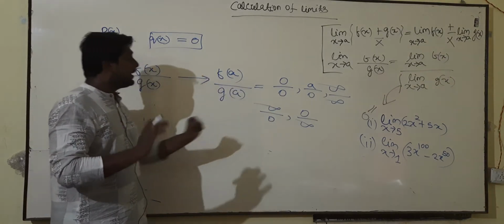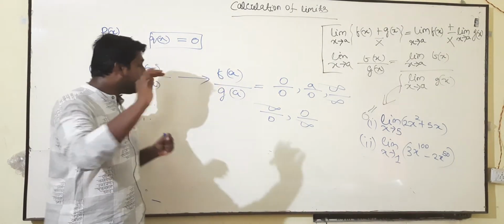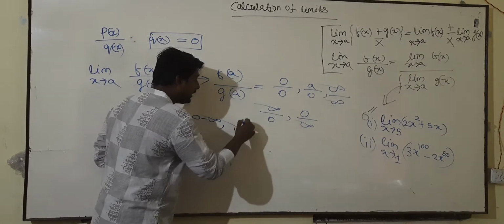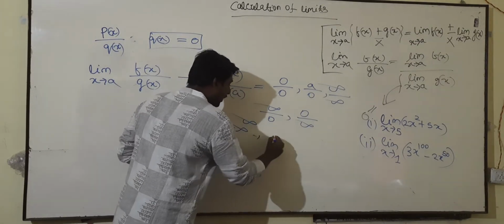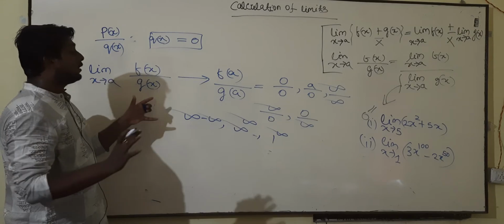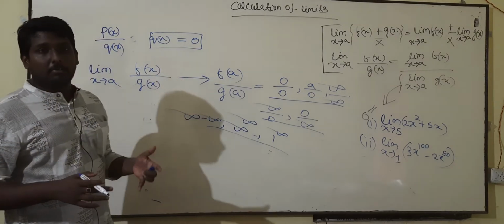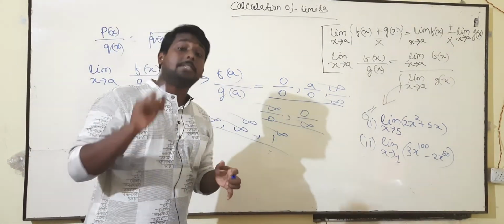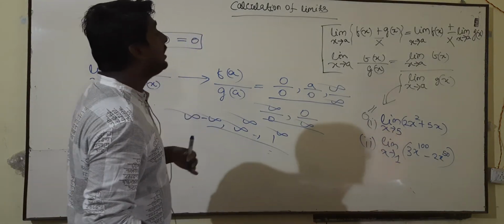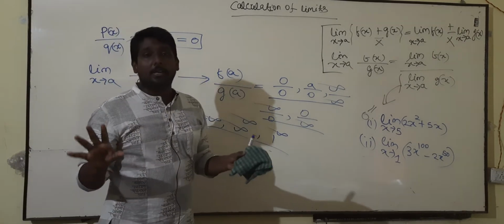Along with this, there are some other forms which are also called undetermined forms. I am writing them down: infinity minus infinity, infinity to the power infinity, 1 to the power infinity. These are the forms called undetermined forms. Whenever these forms come, we cannot directly put the limiting value in place of x, so we will be dealing with some kind of operations to solve these non-determined forms.